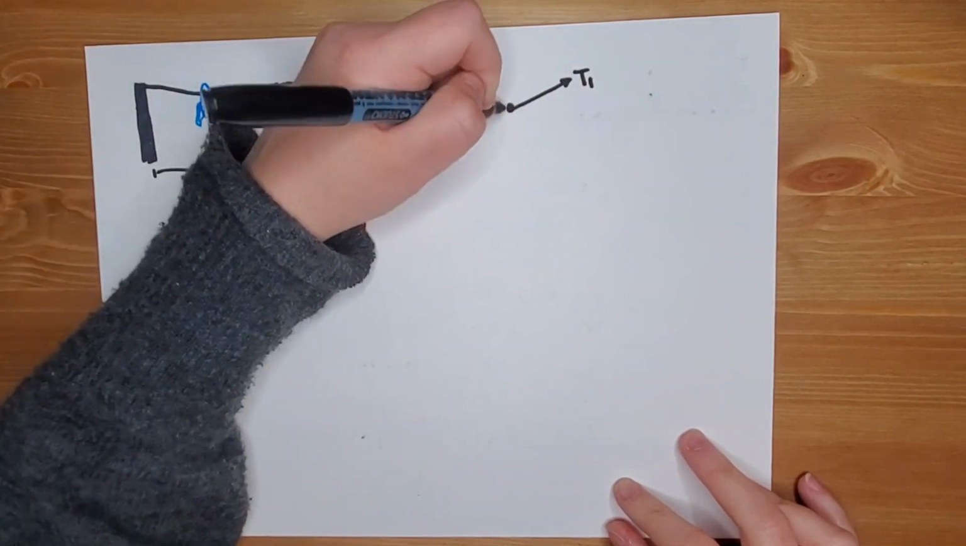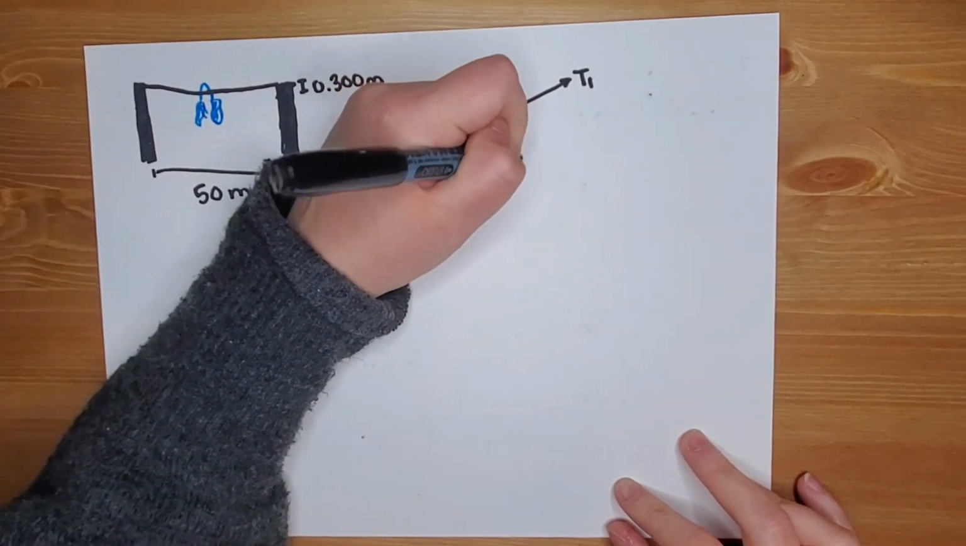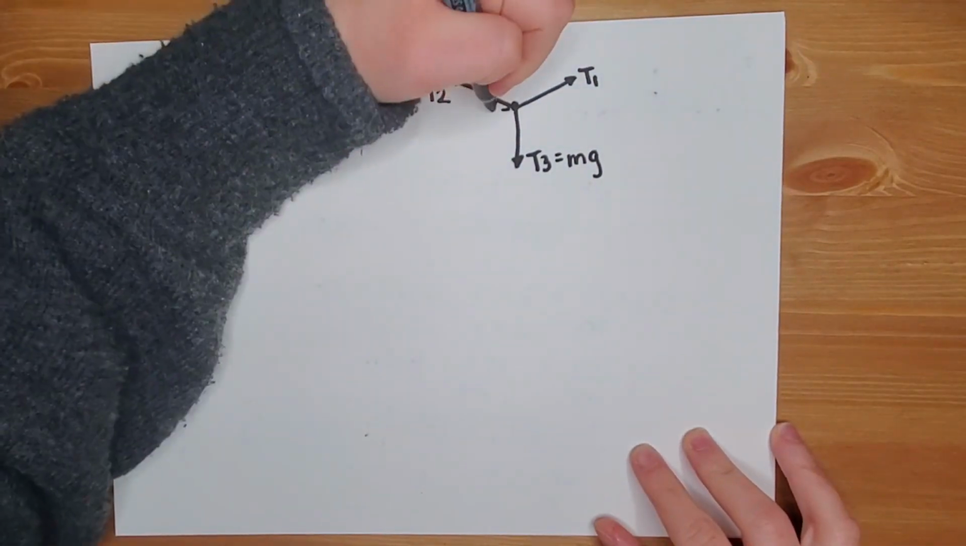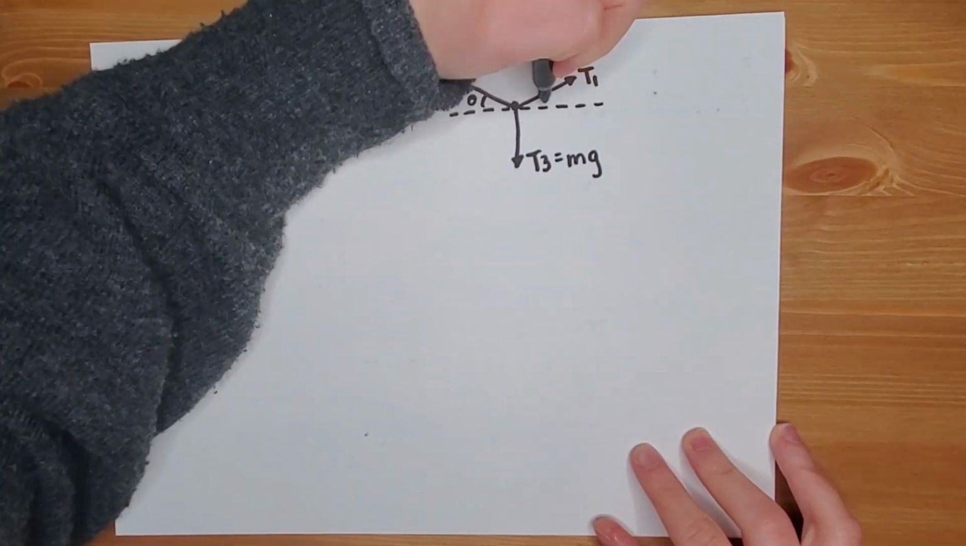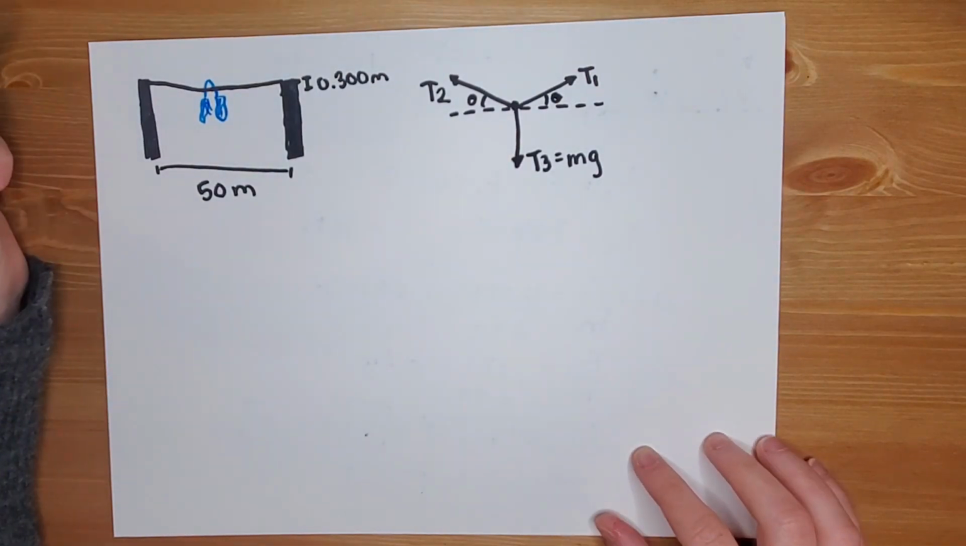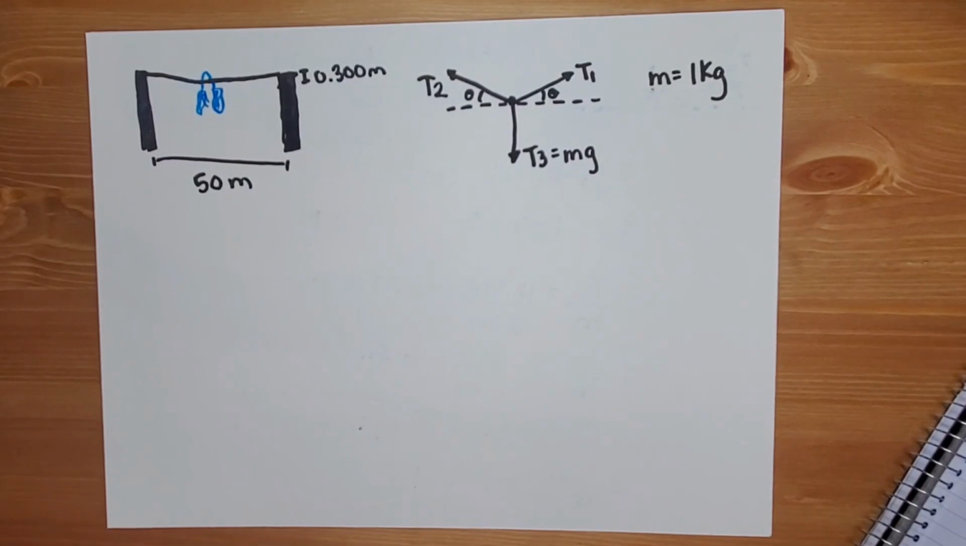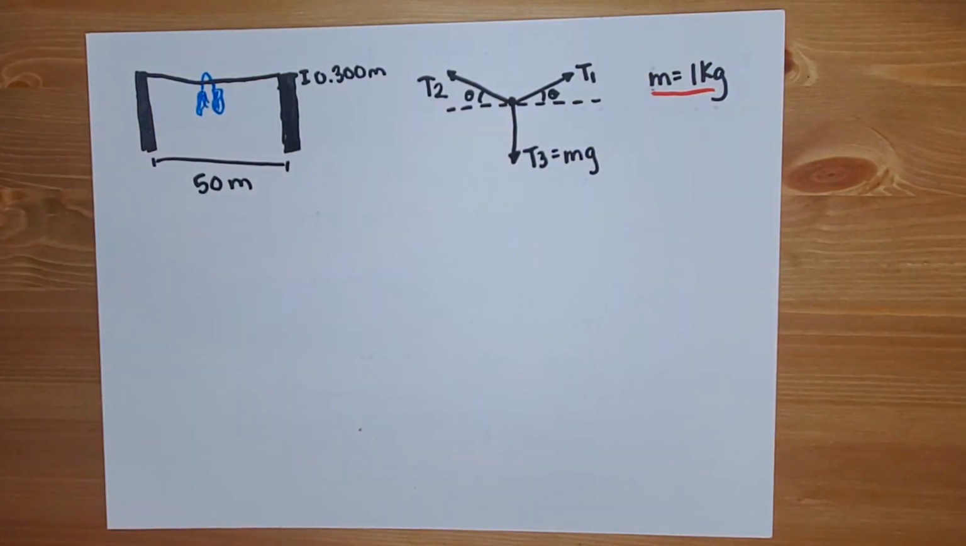So the first thing we should do, as we just talked about, is make a free body diagram. What forces are exerted on the pair of shoes? Well, we have the wire. We can draw the wire as two tension forces, one to the right and one to the left. And then we have the weight of the shoes, which is just the gravity force going down.